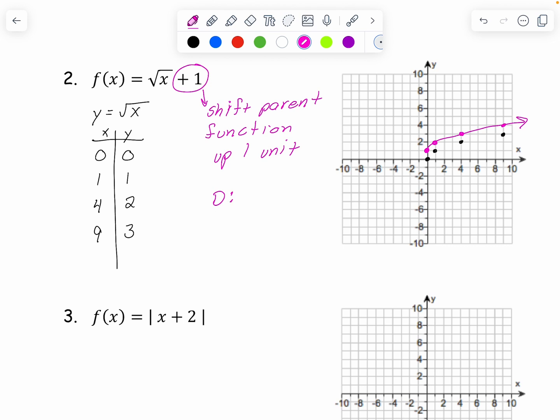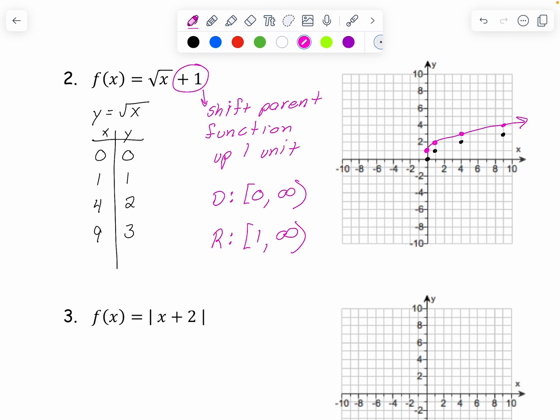Now for our domain, the smallest x value we have on this graph is here at 0. So it starts bracket 0, but then it goes forever to the right. Therefore, that is positive infinity. Then for the range, the lowest the new graph goes is going to be here at positive 1. So our range begins bracket positive 1, but then it does go up forever from there. It doesn't go up very fast, but it does go up forever. So 1 to infinity.